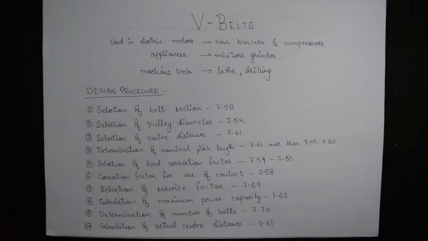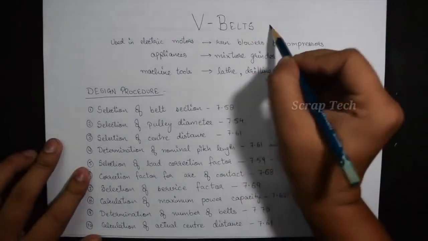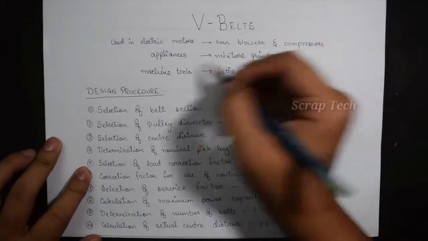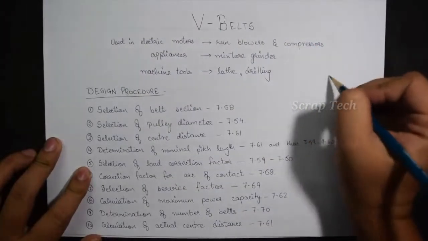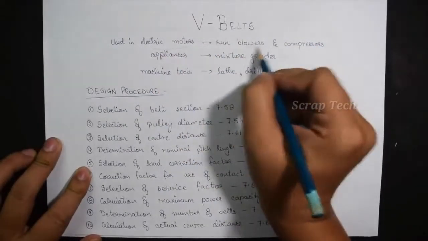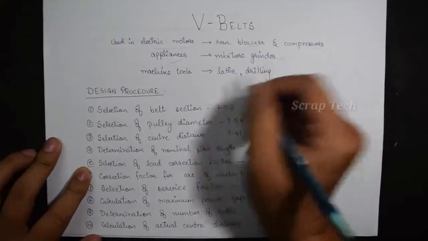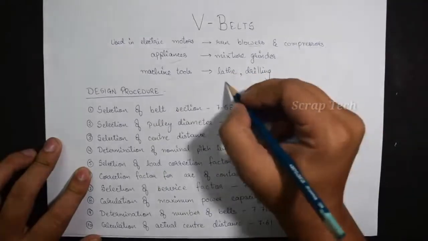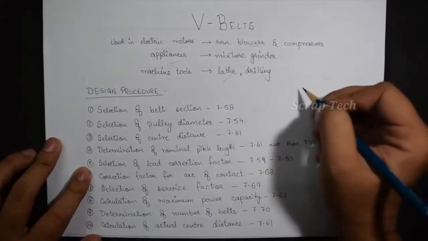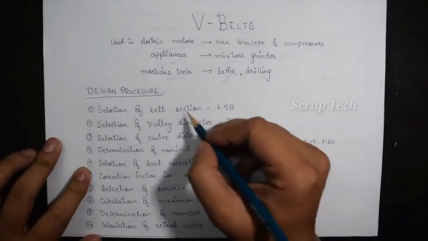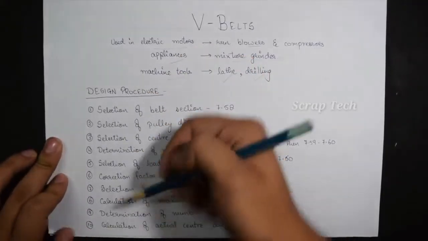Hello guys, today we'll talk about V-belts. V-belts, as we know, have many applications. They're used in electric motors to run blowers and compressors, home appliances like mixers or grinders, or industrial machine tools like lathe and drilling. For calculating various factors, we have a design procedure.